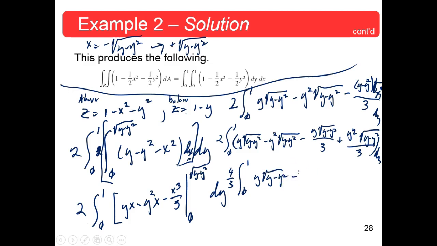minus y squared on the square root of y minus y squared, dy. Okay. Whew. Wow. Not a particularly pretty picture, is it?